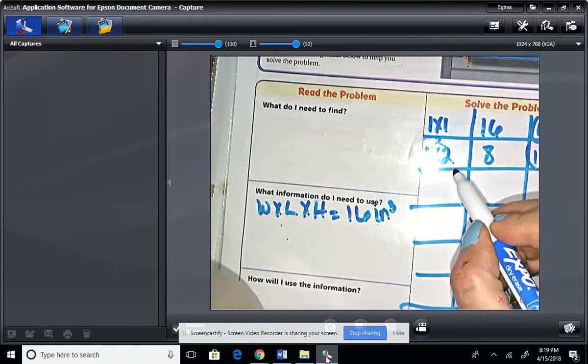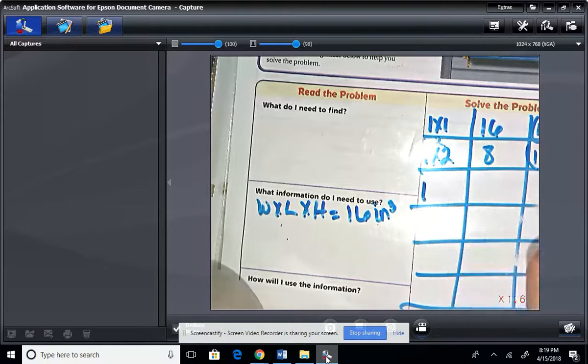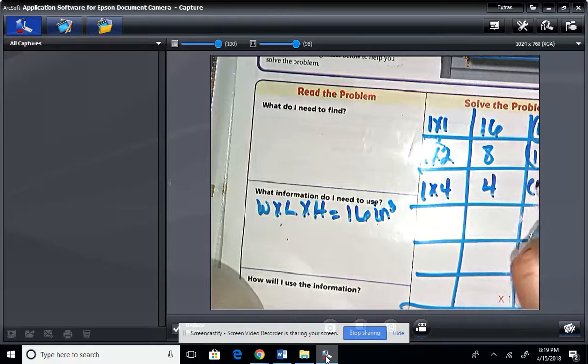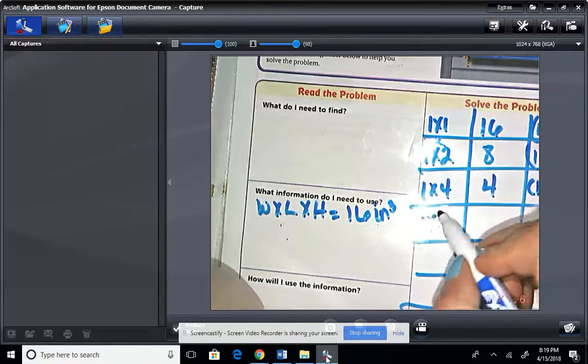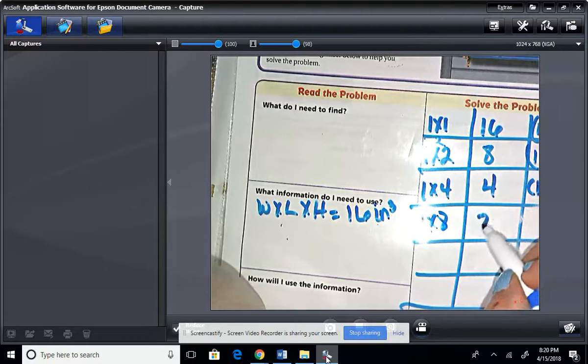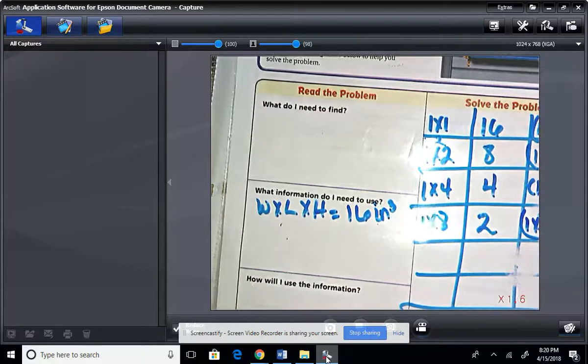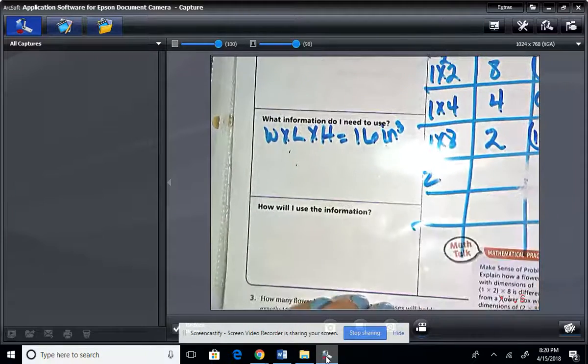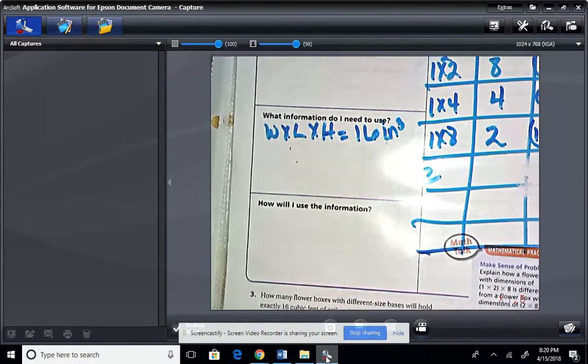Anything times 3? No. Anything times 4? 1 times 4 times 4 equals 16. We can do 1 times 8 times 2. 1 times 8 times 2 equals 16. Now we need to go to the 2's, and I want you to keep going until you get them all. I'm not going to tell you how many there is. You and your partner need to see if you can come up with them all. What are all the factors that make 16?